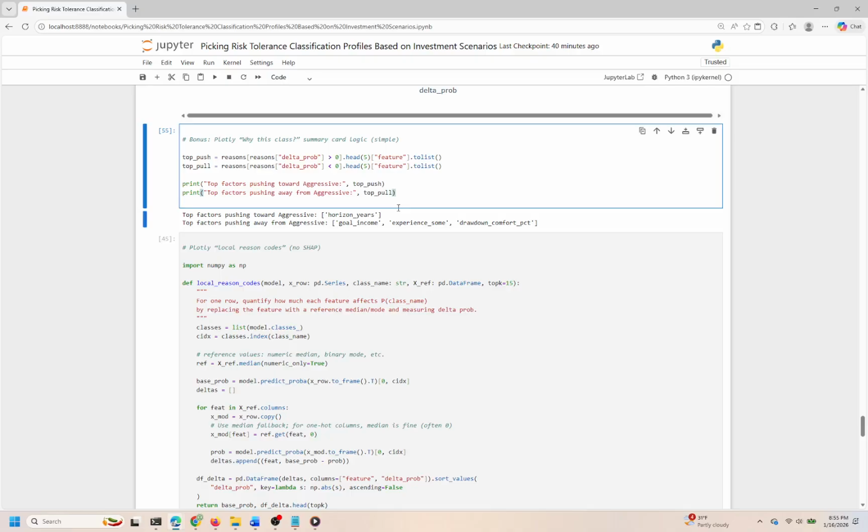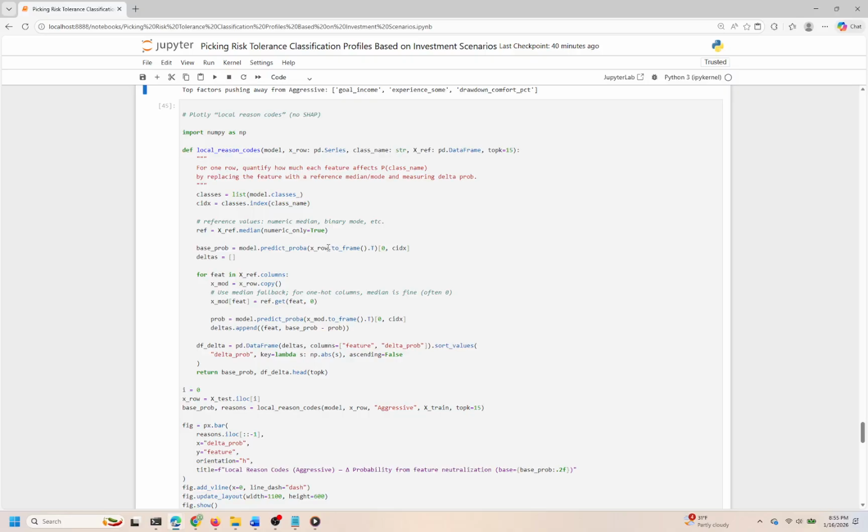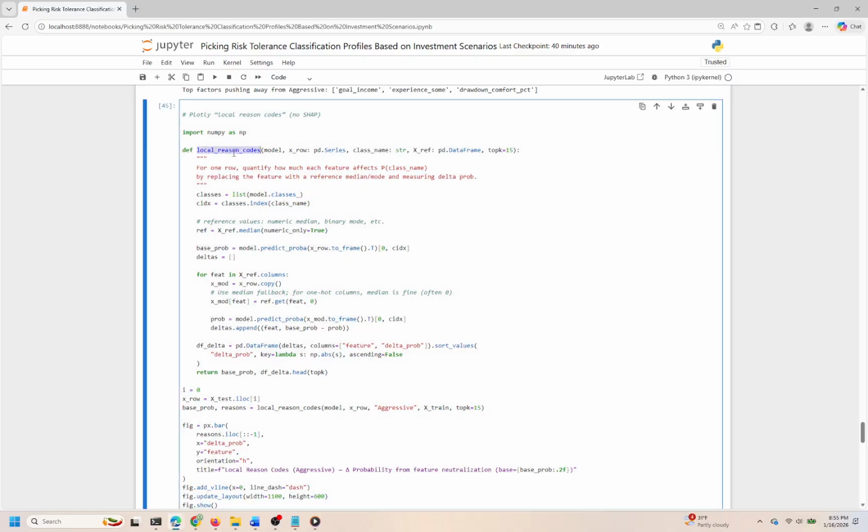Cell 14. In this cell, we dive into the concept of local reason codes, a technique used to analyze how individual features impact the prediction probabilities of a classification model. Understanding this is crucial, as it helps us interpret model behavior on a granular level, revealing the contributing factors behind specific predictions. The function defined here, local reason codes, takes in a trained model along with a specific data row for evaluation, a target class name, a reference dataset, and a parameter for the number of top influential features to display. The heart of the function lies in quantifying the effect of each feature on the probability outcome by systematically replacing each feature in the input row with a reference value from the dataset.